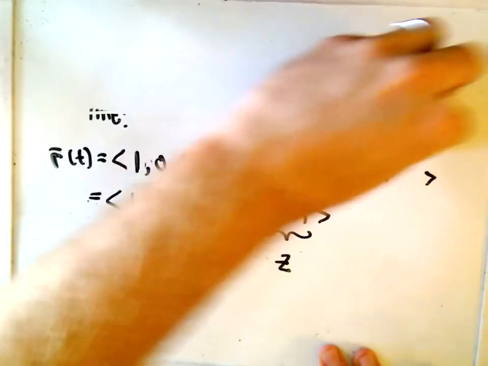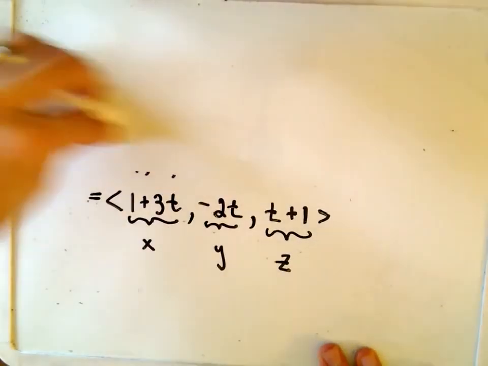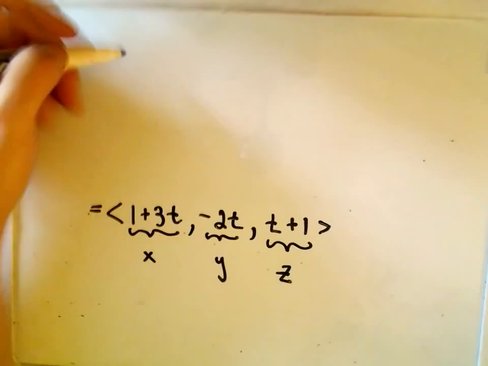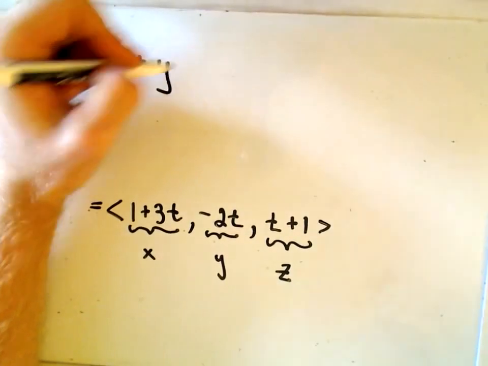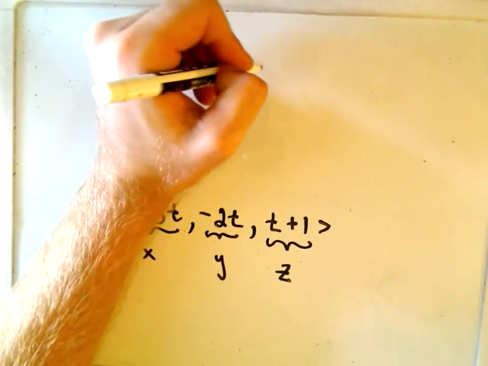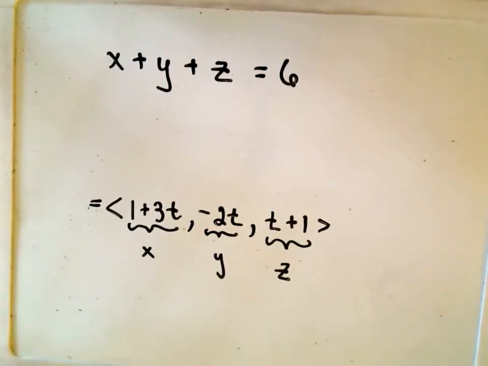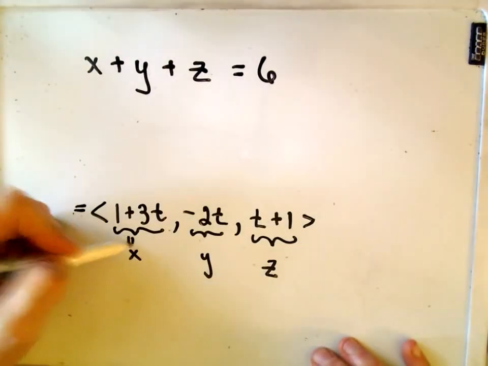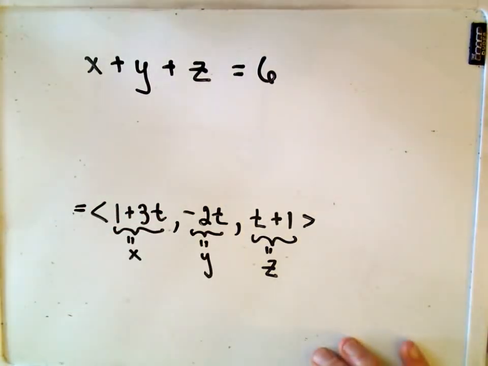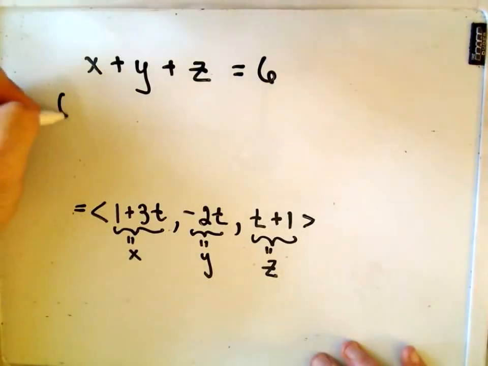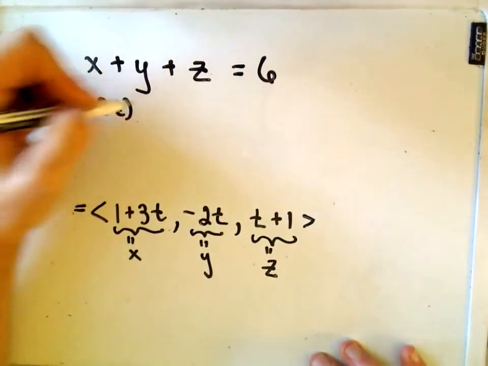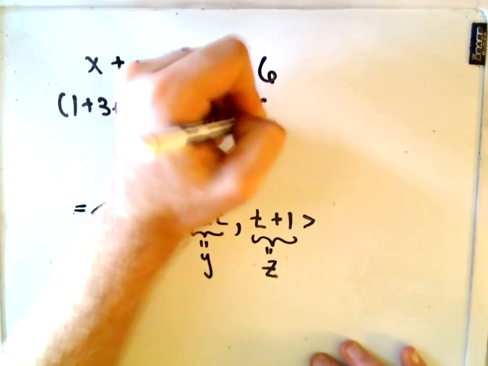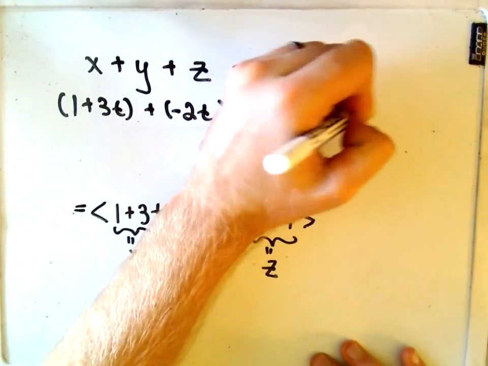Okay, so we've done that. Now we just need to think about our equation of our plane. Well, the equation of the plane that we wanted to intersect was simply x + y + z = 6. And now all we have to do is simply substitute in our respective x, y, and z values. This will give us an equation involving only t, and then we'll figure out t. So we would get 1 + 3t + (-2t) + t + 1 = 6.